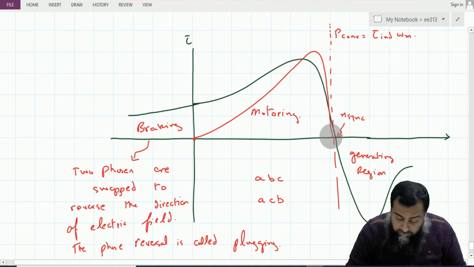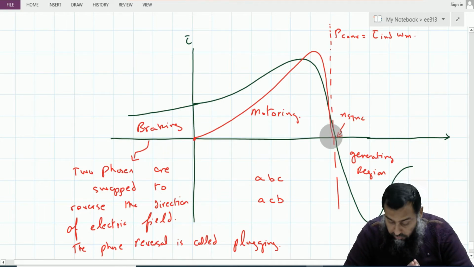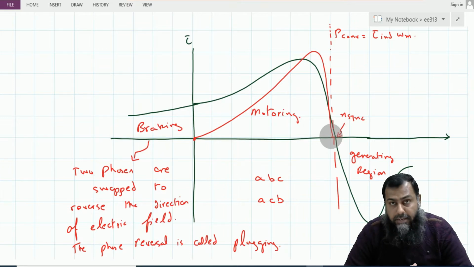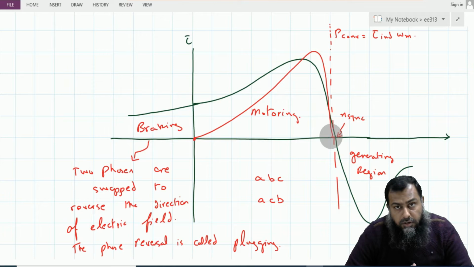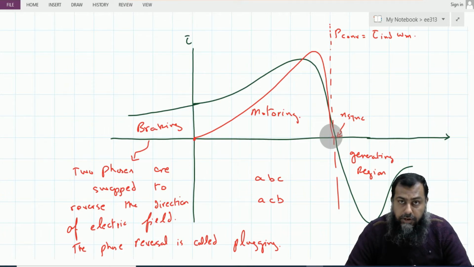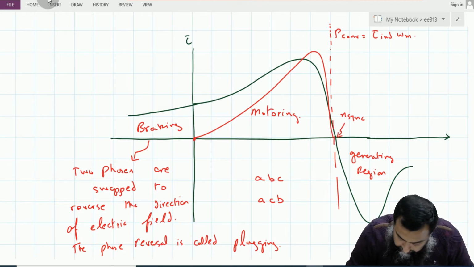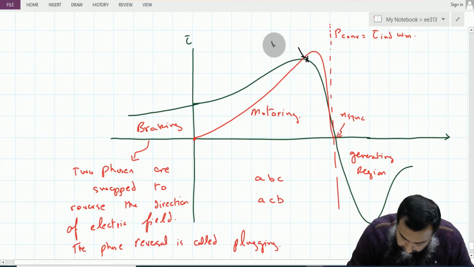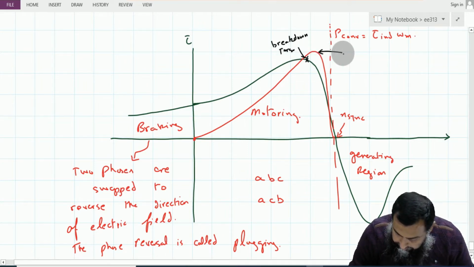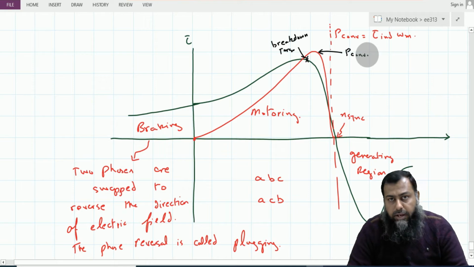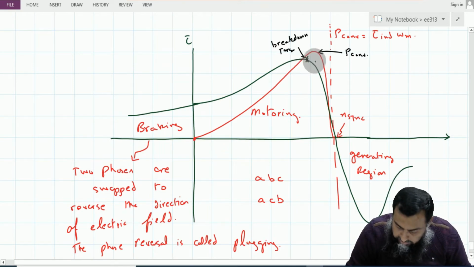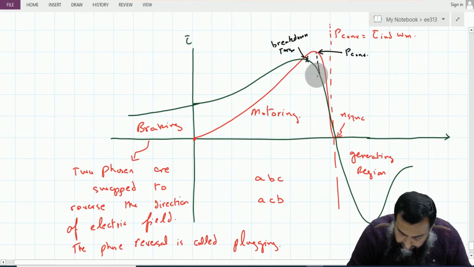Notice here there are two important points. The first thing is that the maximum power that a motor can supply does not correspond to the point of the maximum torque that a motor can supply. You see that this is the breakdown torque or the pull out torque, whereas this point is the maximum power that a motor can convert into the mechanical domain, and it does not correspond to the maximum torque value; rather it corresponds to a value somewhere here.